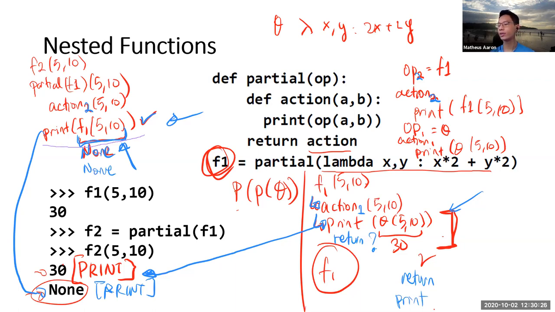Why does it return two values? In fact, these two are not return values. Again, these two are not return values. These two are the output results of the print statements in F1 and F2. Correct. F1 5 10, right? It prints 30, but it returns none. That's why print F1 5 10 prints none. That is the correct explanation. And again, these are not return values. The 30 and none are the results of the two print statements, one inside F1 and one inside F2.